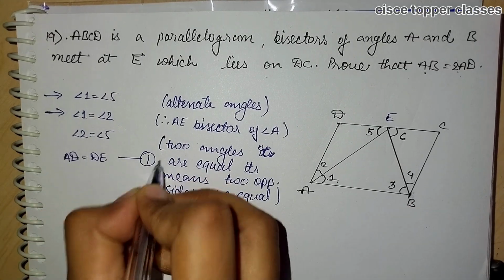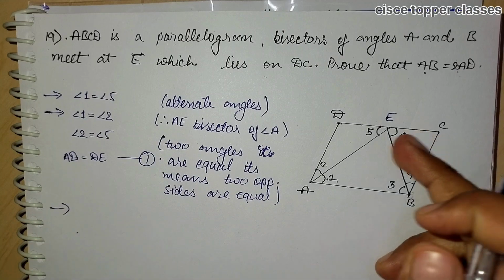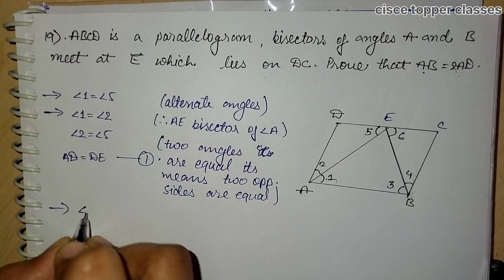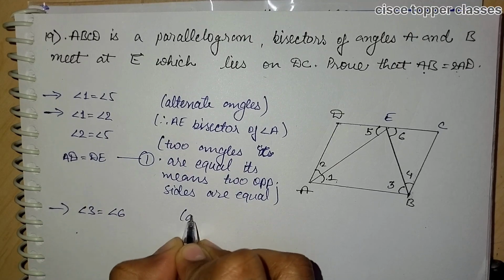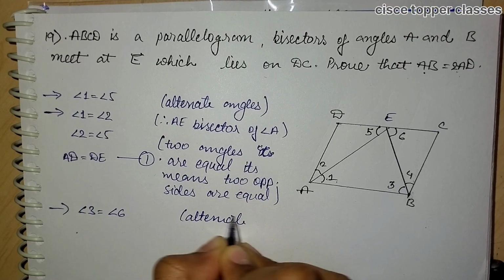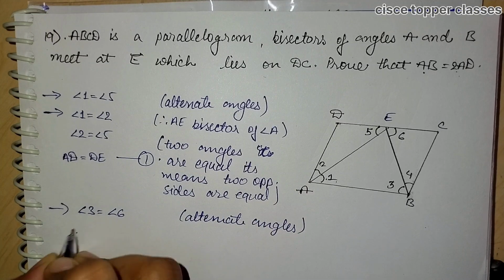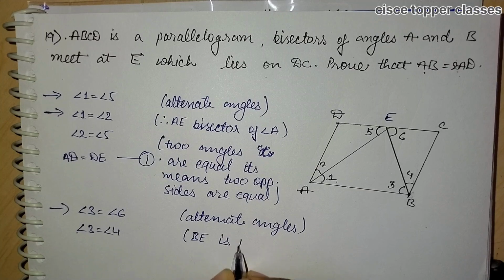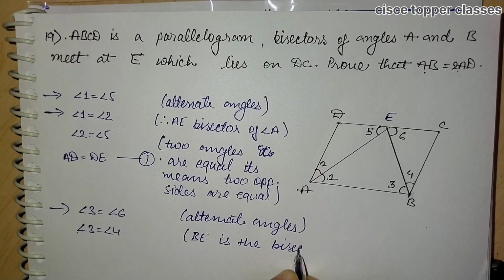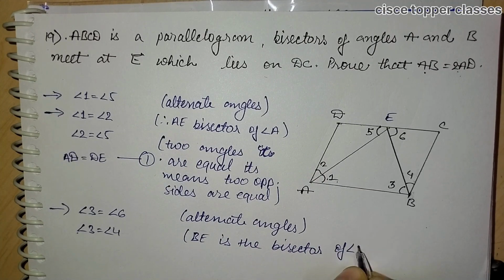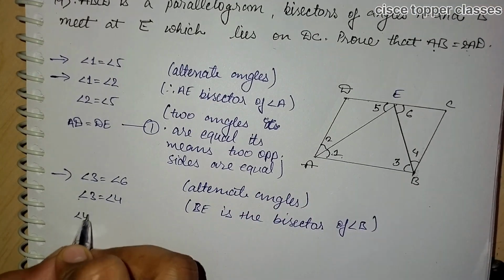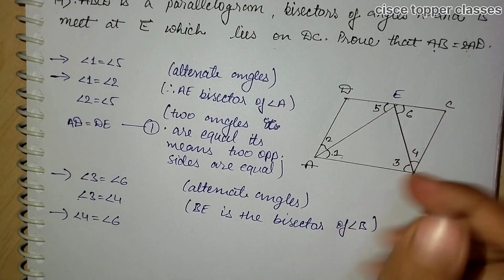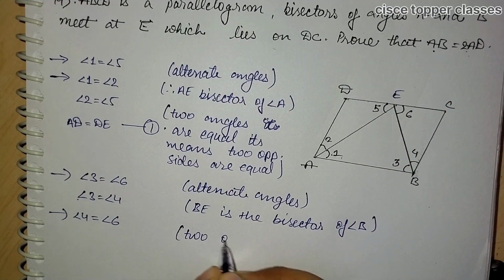Now this is the first thing, and again we can write in the same way in triangle BCE. Angle 3 is equal to angle 6 because these are alternate angles. And then angle 3 is equal to angle 4 because BE is the bisector of angle B. Now as angle 4 is equal to angle 6, again we have two angles equal in a triangle, which means two opposite sides are equal.